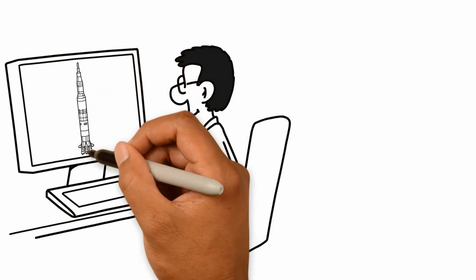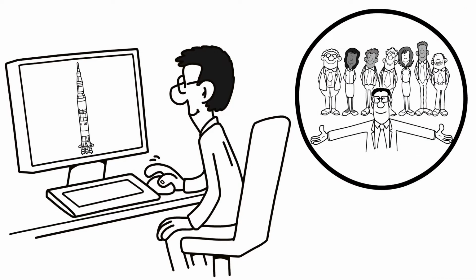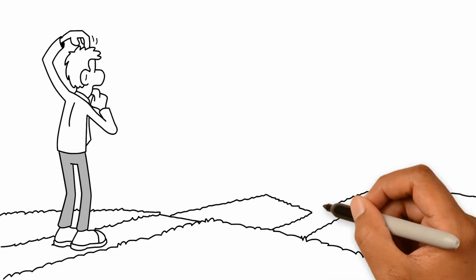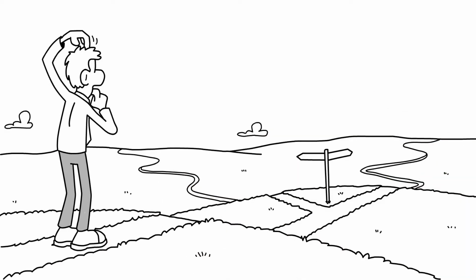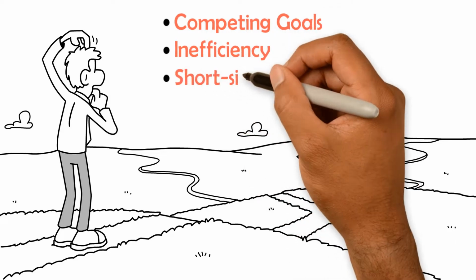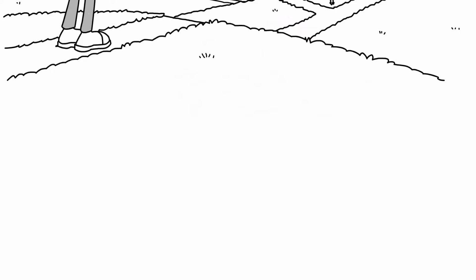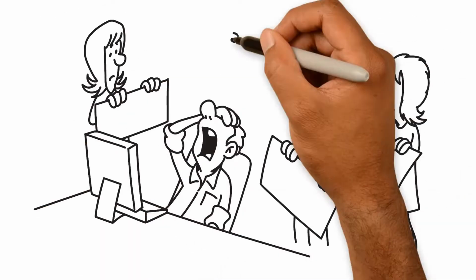Rockets are designed to go somewhere. Leading people is the same. Without a clear sense of direction, any endeavor to lead people or any rocket risks suffering from competing goals, inefficiency, short-sighted mistakes, and a lack of inspiration. Without setting direction, leaders usually end up just managing everyone's busyness.